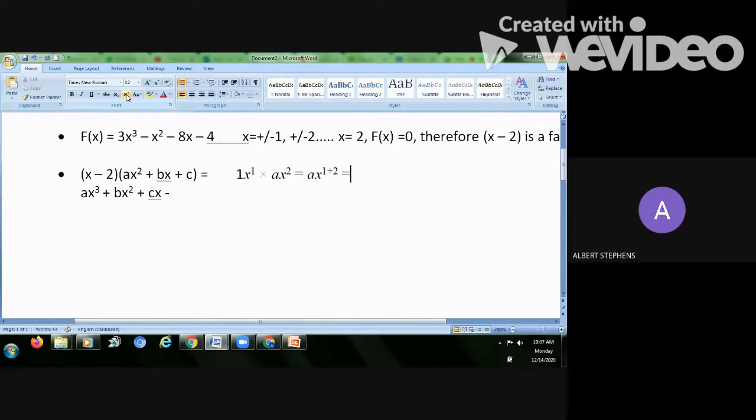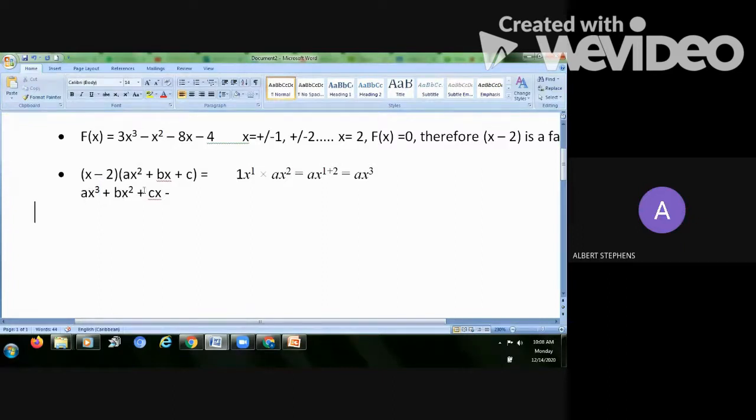So you get a x raised to the third power. So when you said this times this, that is what's really happening right here, and you end up with ax cubed. And that's how we get the ax cubed, right? Yes.